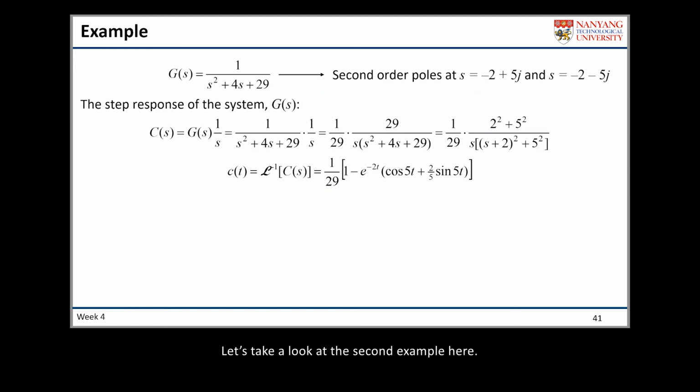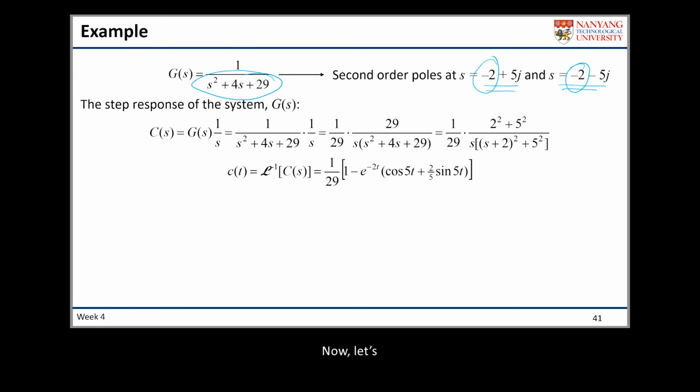Let's take a look at the second example here. I have another system with a different transfer function. Now my transfer function is equal to 1/(s² + 4s + 29). We can identify the poles from here. How to do that? You just factorize the denominator, or you can simply find the roots of the characteristic equation. Once you factorize it, you will get these two poles. What do you see in these poles? You have a complex conjugate pair of poles where the real part is negative.